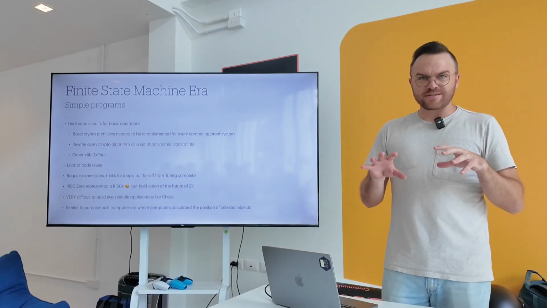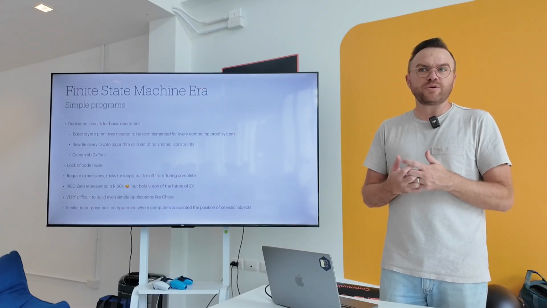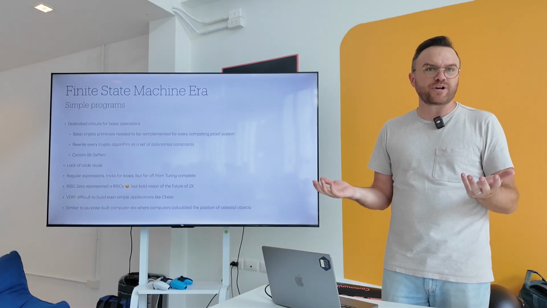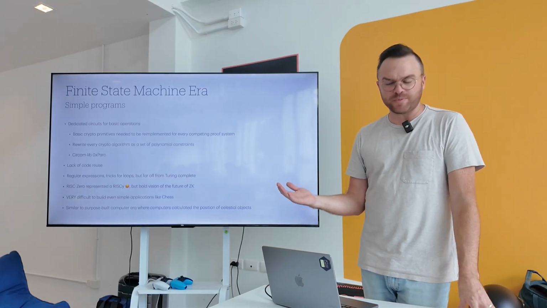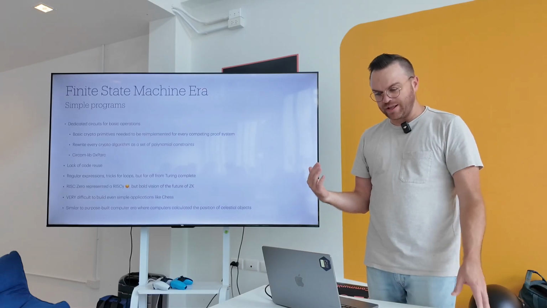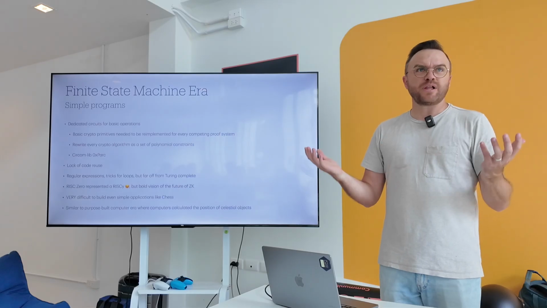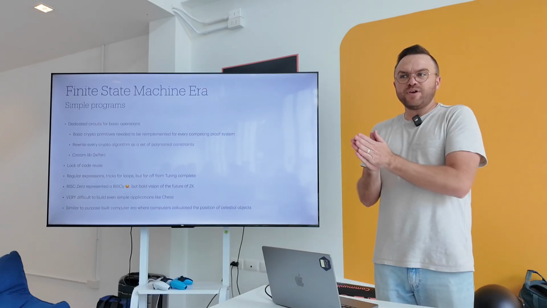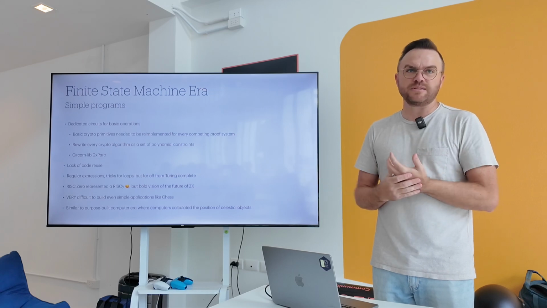And I would describe this time back then as the finite state machine era. You could really only write relatively simple programs in circuits when describing the polynomial constraints. So I've got a couple examples here, but what's the problem with that? The software we rely on today is so complex. If you have to write everything as a polynomial constraint, it can be very difficult to build in ZK.